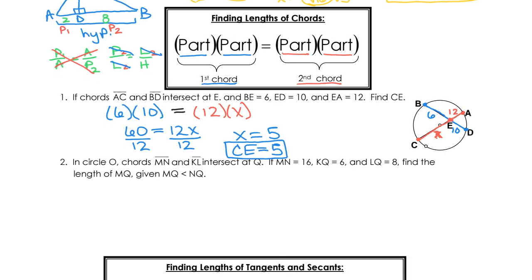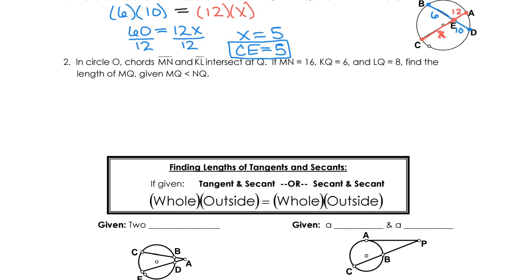All right, number 2, it says in circle O, chords MN and KL intersect at Q. So we'll draw a circle. We'll draw one chord. We'll draw our second chord. And the name of the first chord was MN. And the name of the second chord was KL. And they're saying that they intersect at Q.